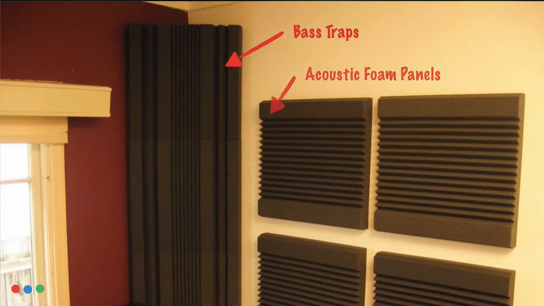Now the other one is acoustic foam panels. Acoustic foam panels are for mid-range frequencies and also higher frequencies. So you can get both of them, or if you're not sure what to start with, then my bet would be to get just acoustic foam panels. So now comes the question of how do you actually place these foam panels and acoustic panels.